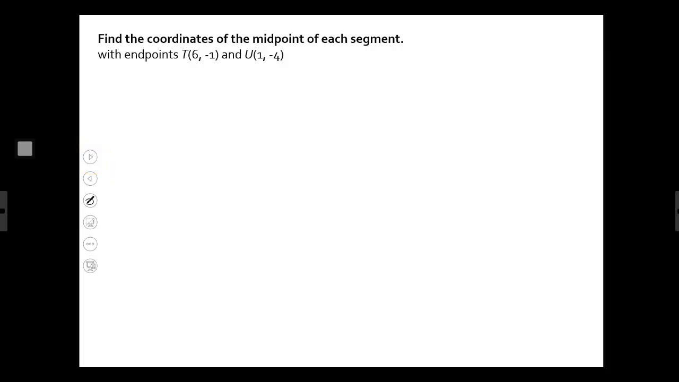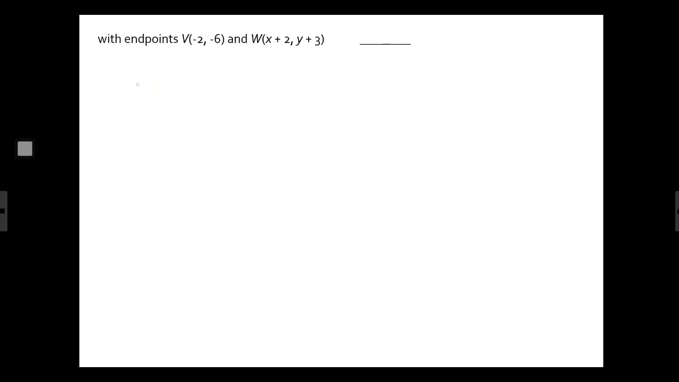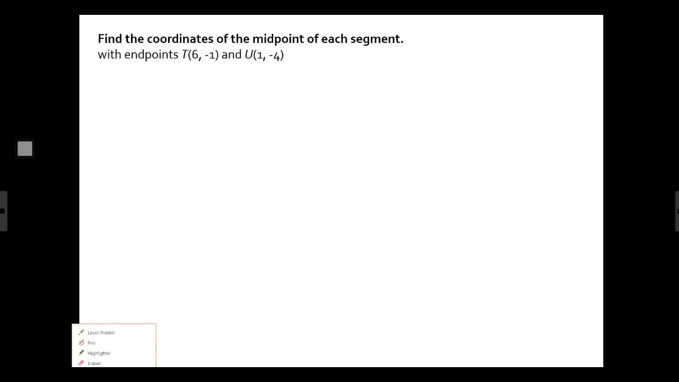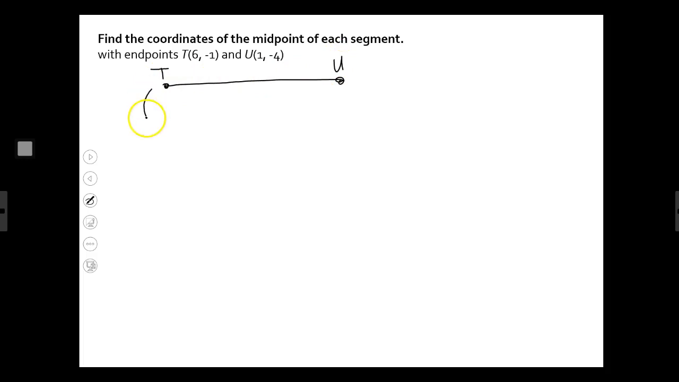Alright, so we're going to find the coordinates of the midpoint of each segment. This time we have endpoint T, and we have endpoint U. T is (6, -1) and U is (1, -4). They want you to find the midpoint.